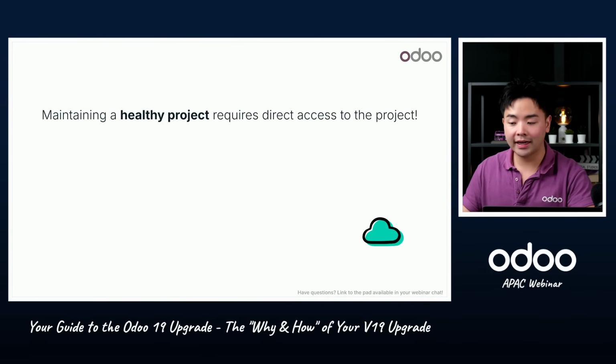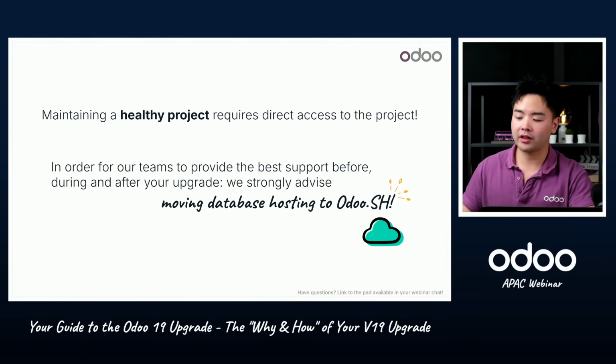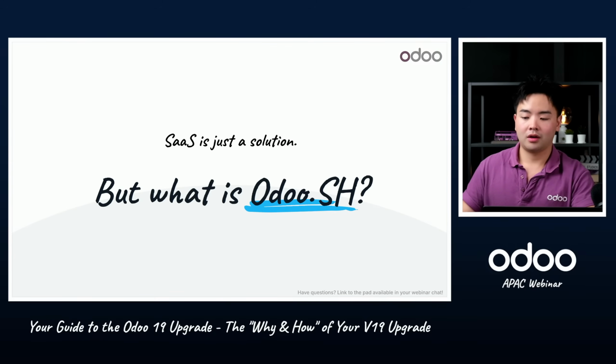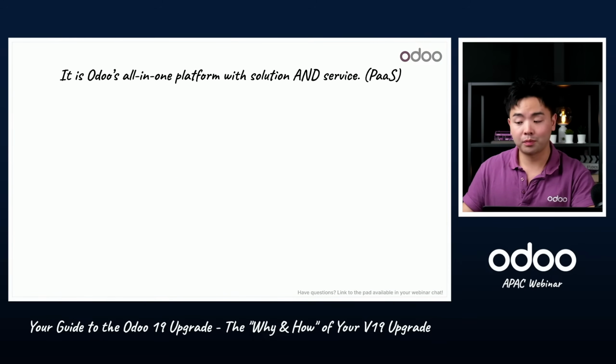So how do you maintain a healthy project? It requires direct access to the project. And in order for our teams to provide the best support before, during, and after your upgrade, we strongly advise moving database hosting to Odoo SH. SaaS is just a solution. But what is Odoo SH exactly? Odoo SH is an all-in-one platform with the solution and service, hence why we call it PaaS, Platform as a Service. So why Odoo SH?